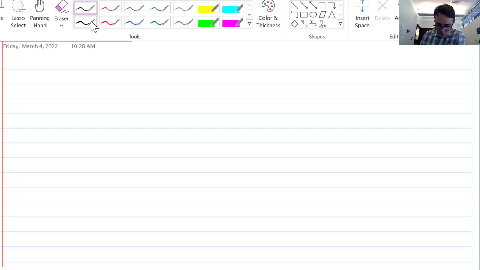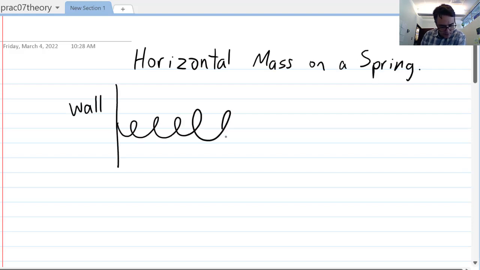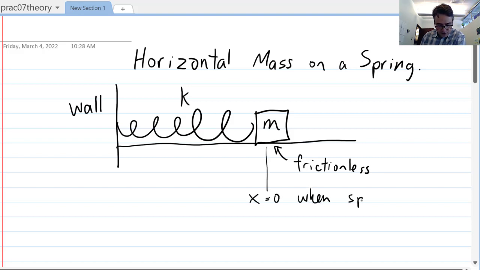Okay, so the first system is the horizontal mass on a spring. So we can draw a wall. Here is a spring. Here is the mass, and it's on a frictionless horizontal surface. The spring has spring constant k. The mass has a mass m. And what we do is we define x equals 0 when the spring is in equilibrium.